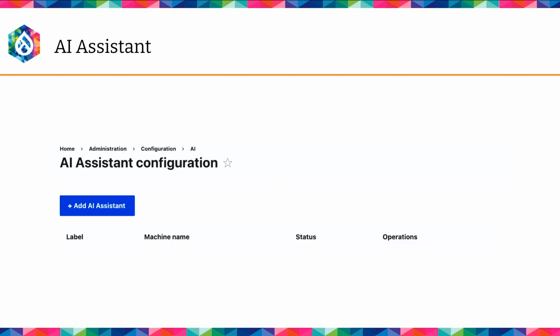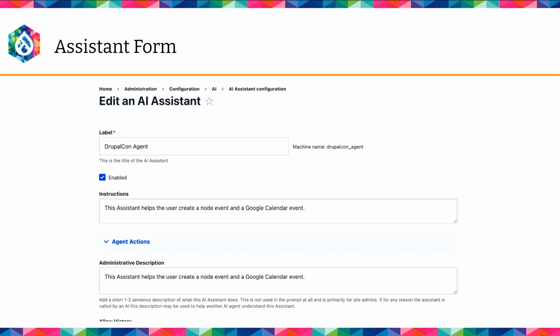Once this is done, we can go and create an AI assistant. For the assistant, basically, we need to give a label. We say this is enabled, the instruction, and then the administrative instruction for the other users.